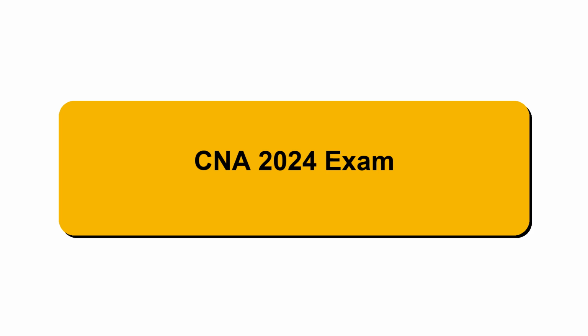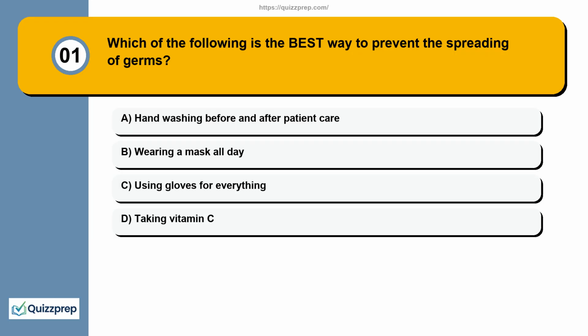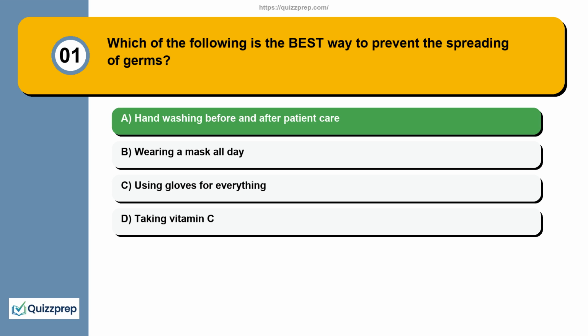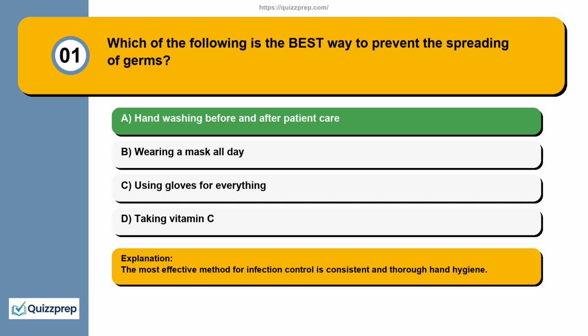CNA 2024 exam. Question 1. Which of the following is the best way to prevent the spreading of germs? Hand washing before and after patient care, wearing a mask all day, using gloves for everything, taking vitamin C. The most effective method for infection control is consistent and thorough hand hygiene.